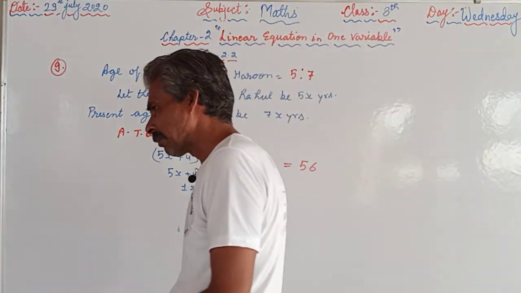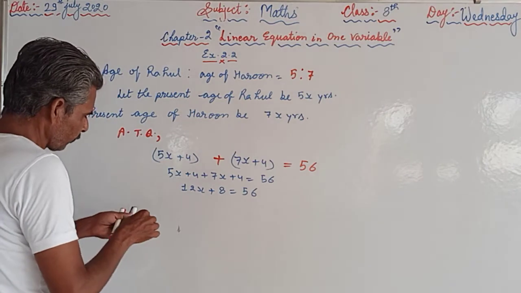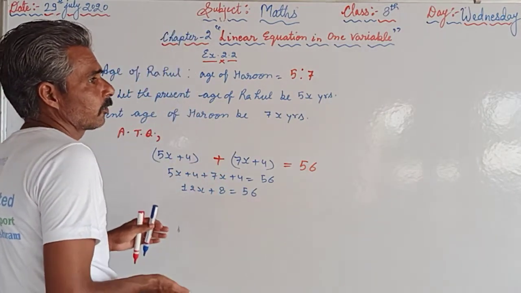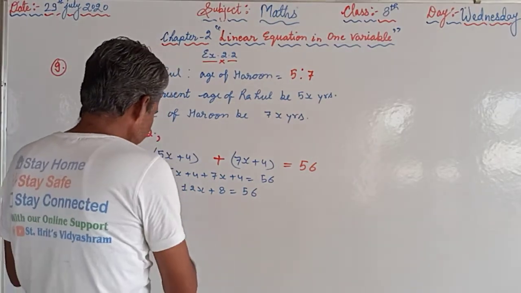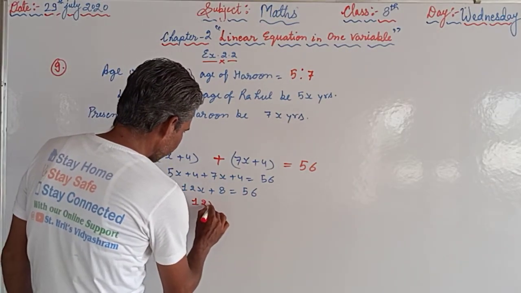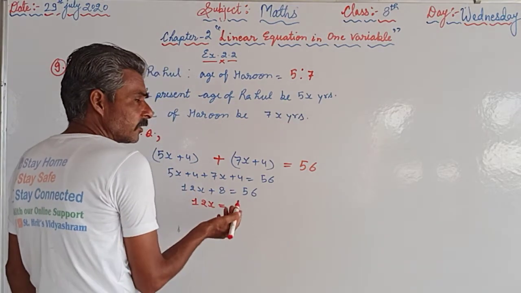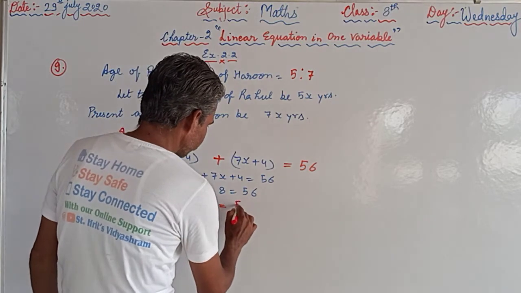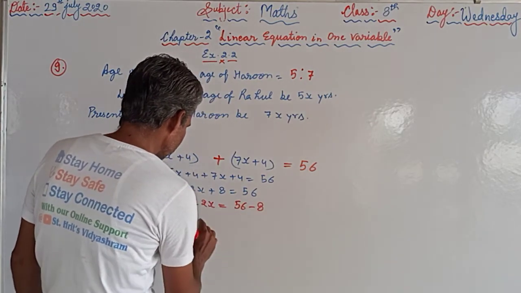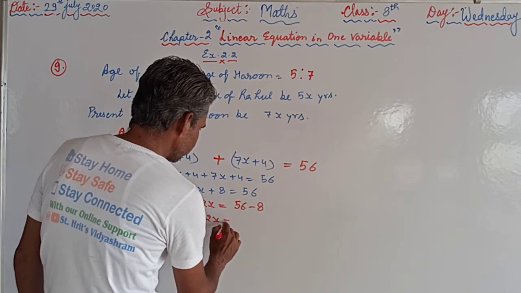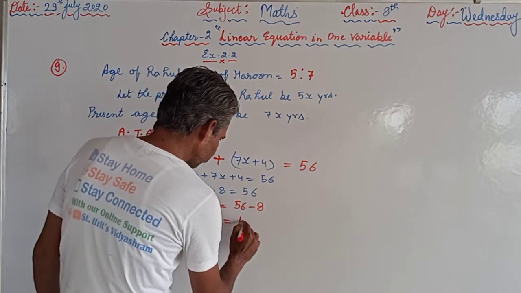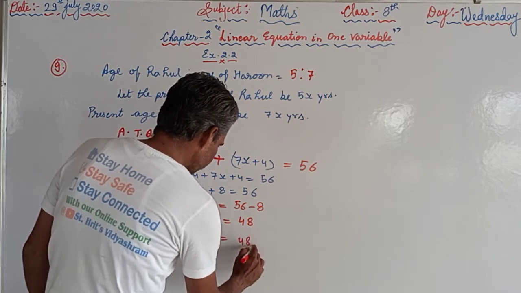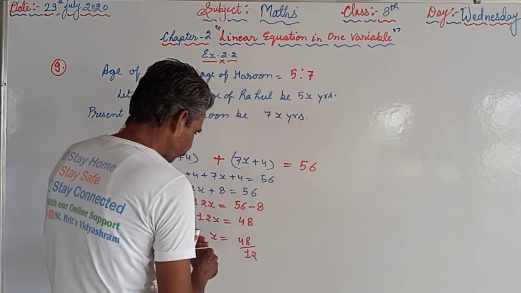Now we are supposed to solve that. How to solve? By the method of transposition. We will transfer the constant terms from the left hand side to the right hand side. So here we will keep 12x and we will transfer plus 8. After transferring from left hand side to right hand side, plus 8 will become minus 8. So 56 minus 8. So we will get 12x is equal to 48, and from here we will get x is equal to 48 upon 12.